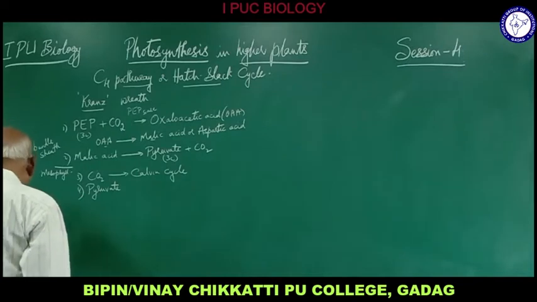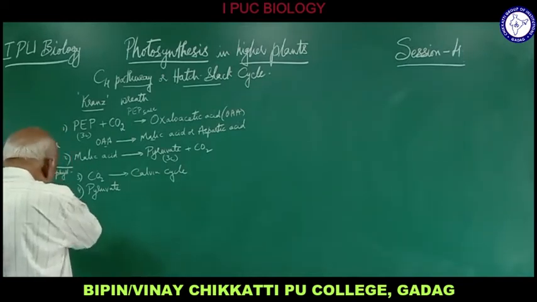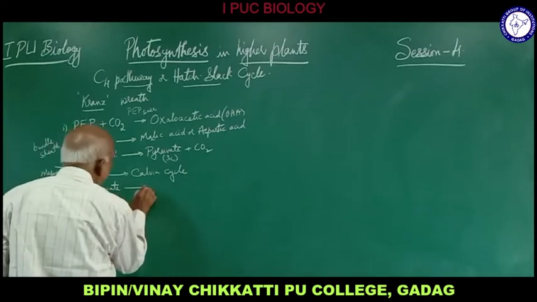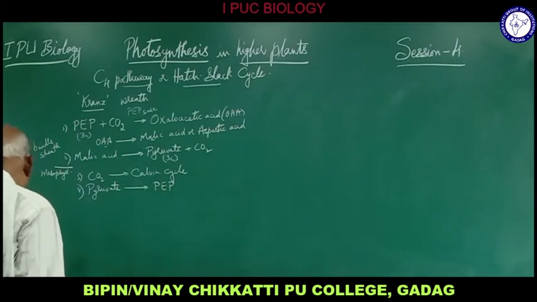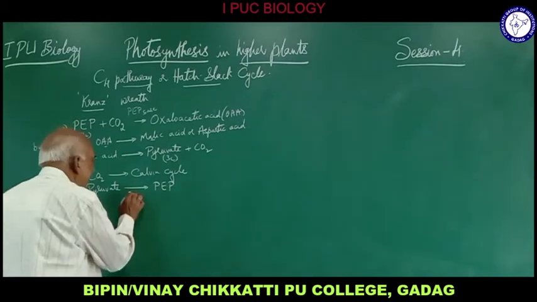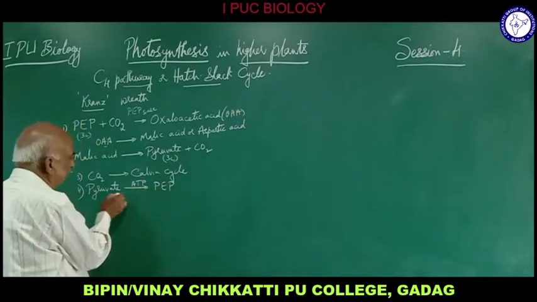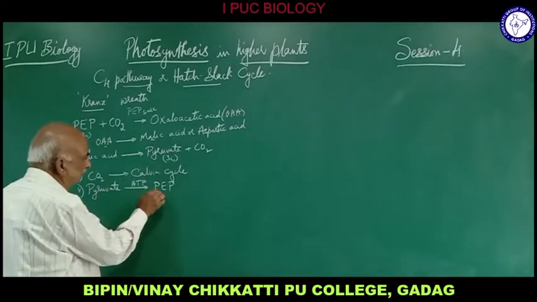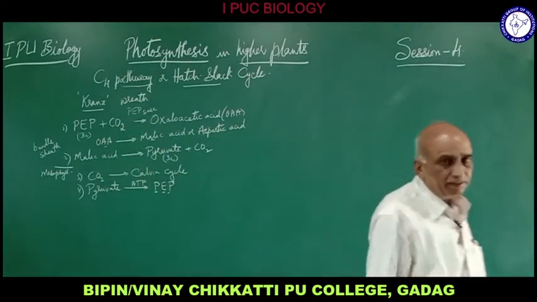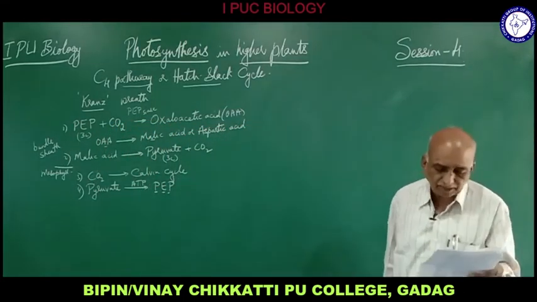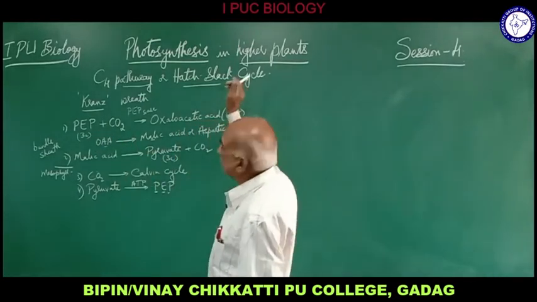So it is sent back to the mesophyll cells, and there PEP is regenerated from pyruvate in the presence of ATP. So using ATP, this phosphate will attach to the pyruvate to form phosphoenol pyruvate. Again pyruvate is regenerated. So the starting compound is regenerated, and hence that is called a cycle.